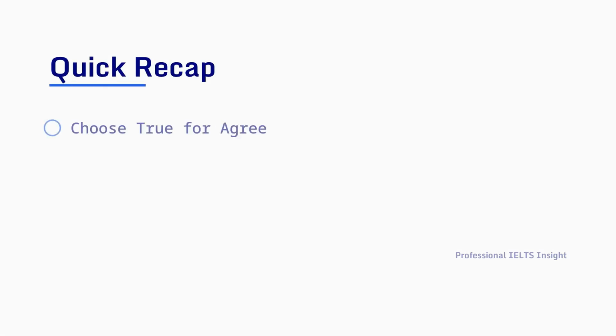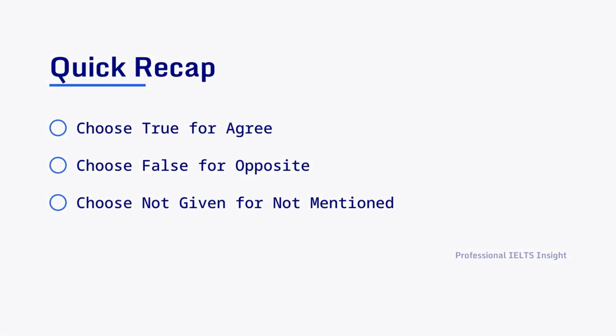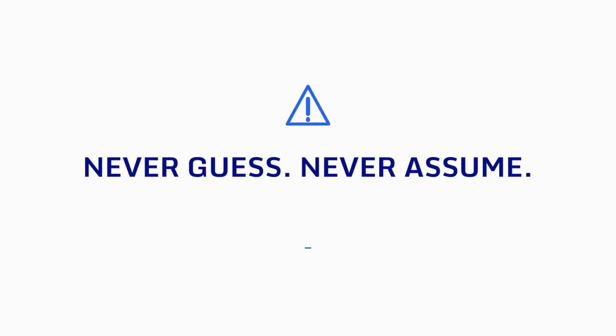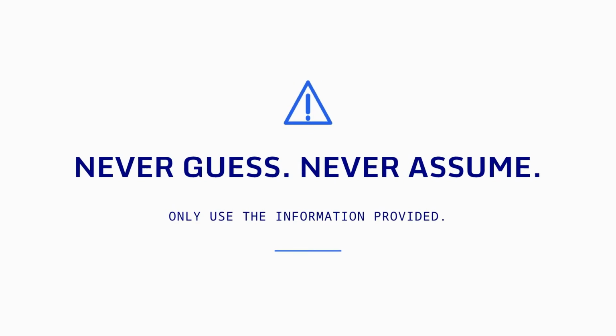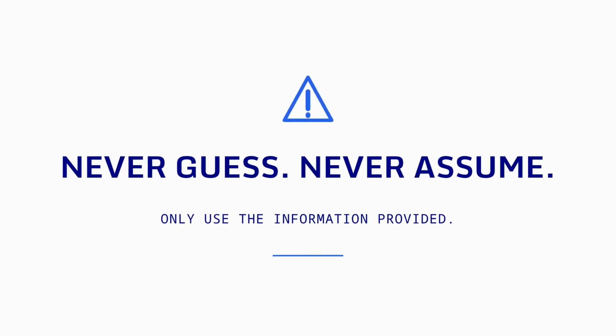Let's quickly recap the main points. Choose true when the passage agrees with the statement. Choose false when the passage says the opposite or contradicts the statement directly. Choose not given when the passage doesn't mention the information at all, even if it seems plausible. Remember, never guess, never use your own knowledge, only use the information provided in the passage.